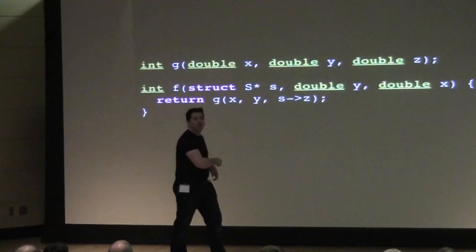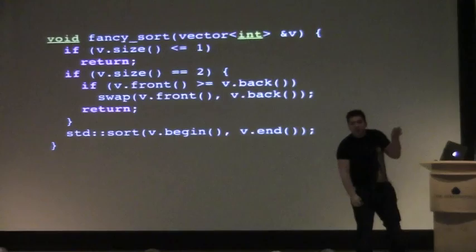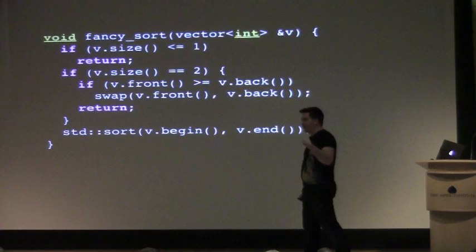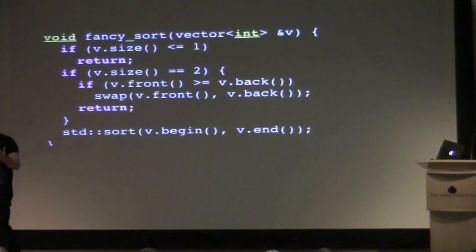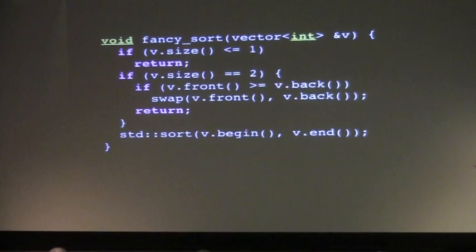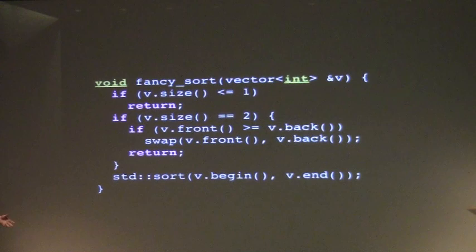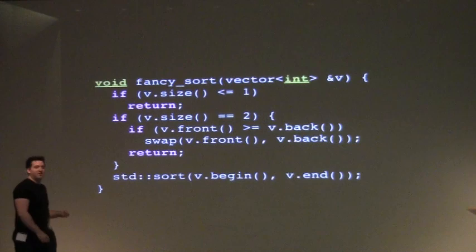All right. There's a second really fundamental pattern that we want to detect inside the optimizer when we're making these complexity decisions for inlining. And that's the idea of some predicated logic. So here's my fancy sort, which is very, very clever. It has two glorious optimizations. It optimizes for the empty case, and it optimizes for the one element case, and it optimizes for the two element case. It's very clever.